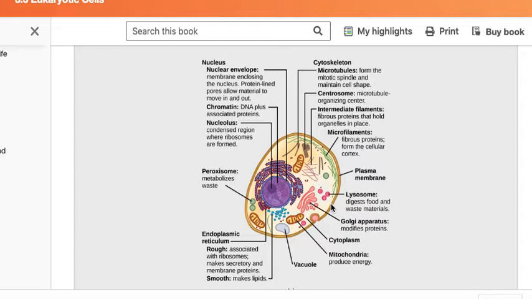The biggest distinguishing factor of a eukaryote is the fact that it has this nucleus. So having a nucleus is what makes it different from a prokaryote. If a cell has a membrane-bound nucleus, then we do call it a eukaryote. Some eukaryotes are multicellular, and some are just going to be unicellular.